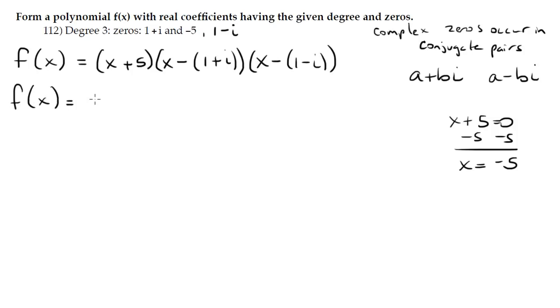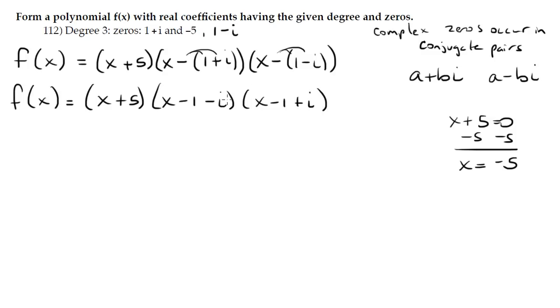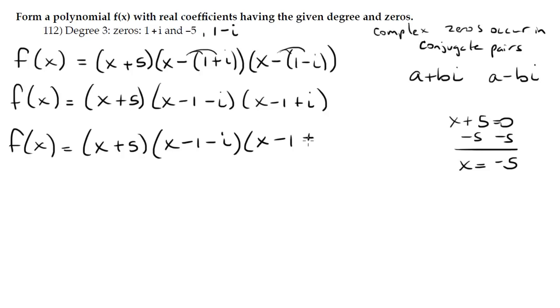I'm going to do something a little interesting here. Let's distribute in here. x minus 1 minus i, x minus 1 plus i. Okay. Here's what I want you to notice in these two parentheses. What I'm going to do is group these a little differently. Now let me rewrite the other one. Look at how I'm going to group these.